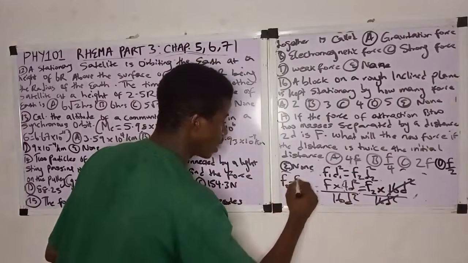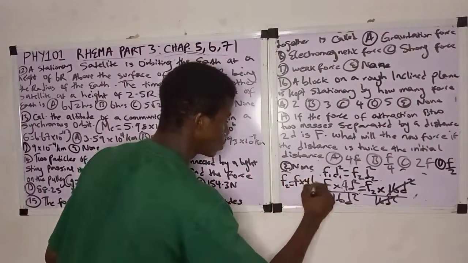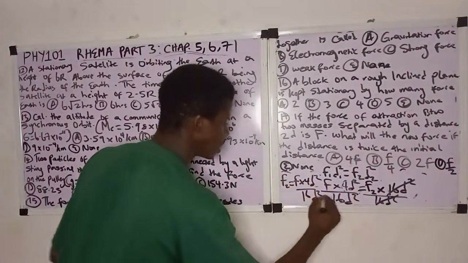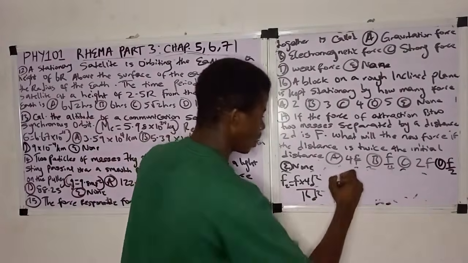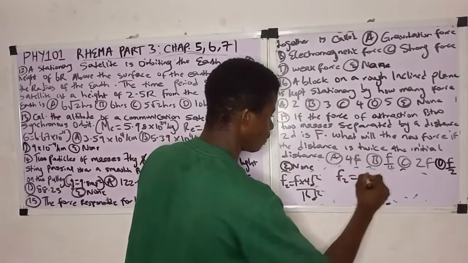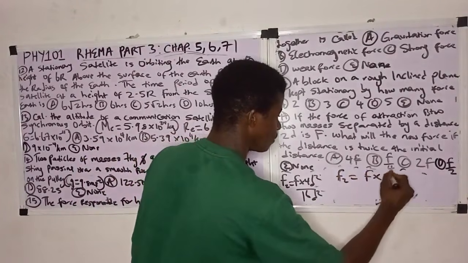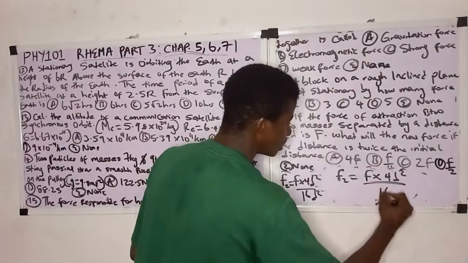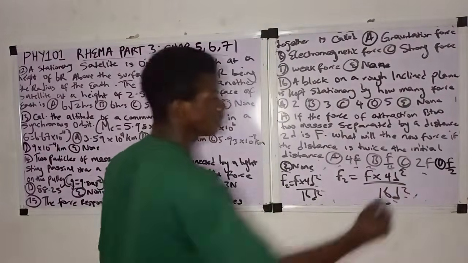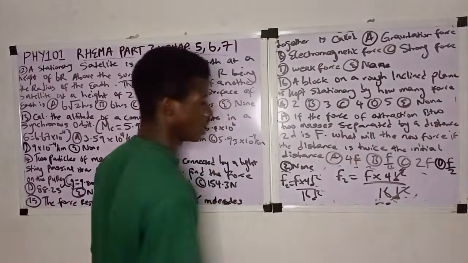F2 equals F times 4D squared over what? 16D squared, right? Let me clean all these things. So F2 equals F times 4D squared divided by 16D squared. This D squared will cancel this D squared, right?